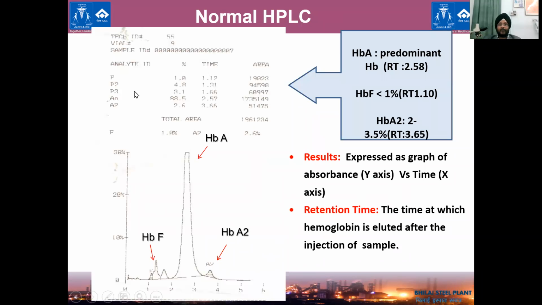Now, this is a typical chromatogram from a normal HPLC. See, most of the hemoglobin is hemoglobin A. Hemoglobin A2 is around 2%, and the rest are P2 and P3. So what are these P2, P3? We'll see. And hemoglobin F, as I said, is less than 2% in a normal person.